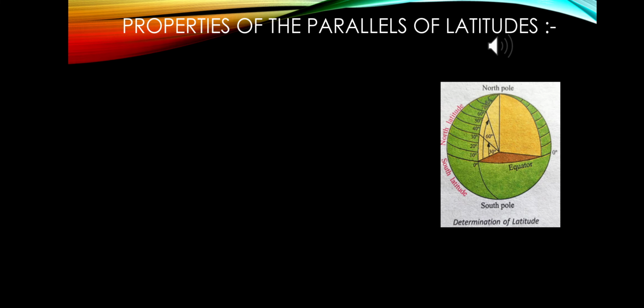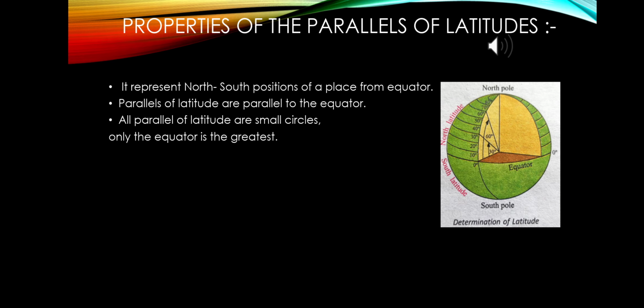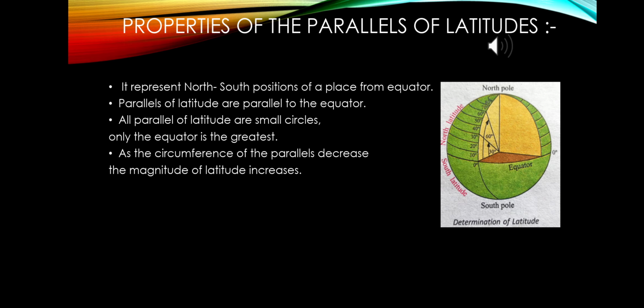Now we will discuss the properties of the parallels of latitude. Number 1, the parallels of latitude represent the north-south position of a place from the equator. Number 2, parallels of latitude are parallel to the equator and to each other. Number 3, all parallels of latitude are small circles. Only the equator is the great circle. Number 4, as the circumference of the parallels decreases, the magnitude of latitude increases. Number 5, at the poles, the latitudes are mere points.